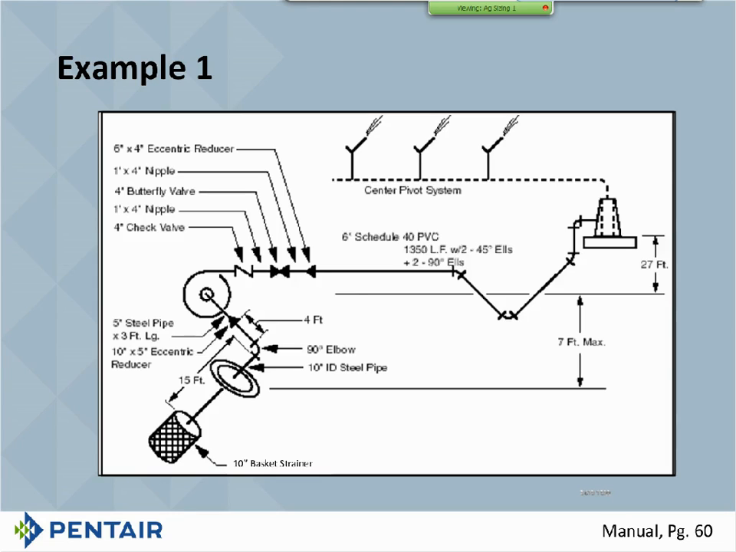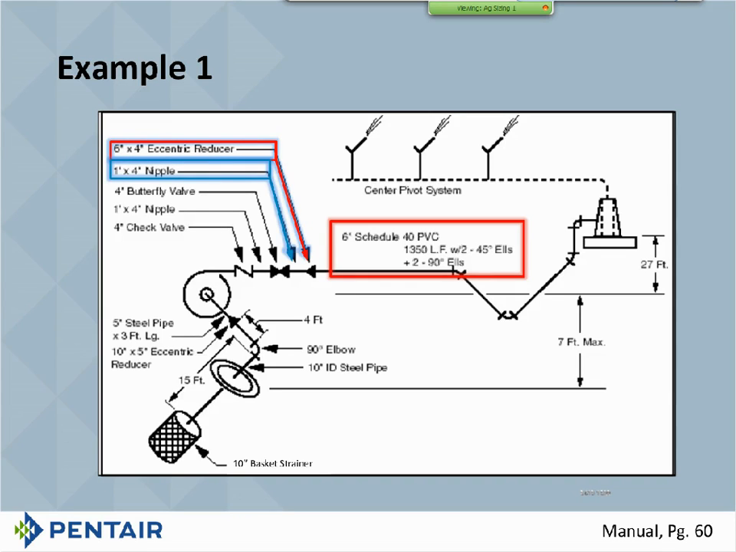Now, if we look at our discharge side, once again, I colorized things so you understand pipe sizes. I want to make sure you understand that. So we've got our 6-inch Schedule 40 PVC, 1,350 linear feet with 45s and 90s. Also our eccentric reducer is going to count on that 6-inch side. Then we've got our 1 foot by 4-inch nipple. Then we've got our 4-inch butterfly, another nipple, and our check valve. So those are the things on the discharge side of the pump.